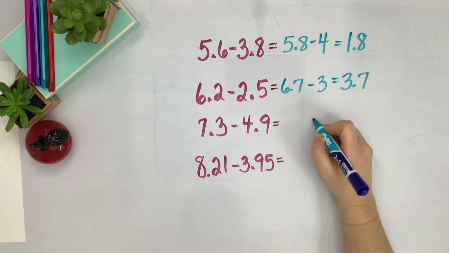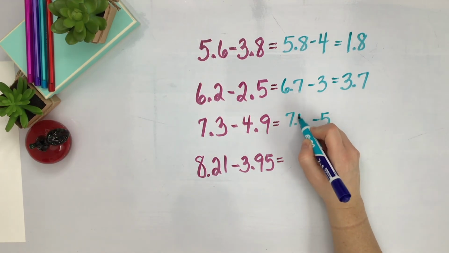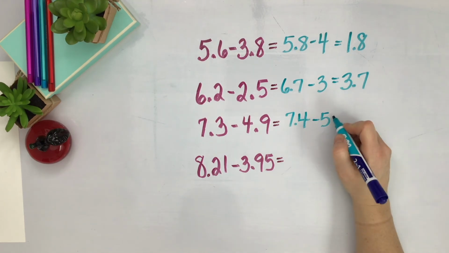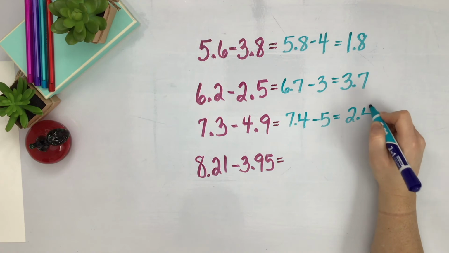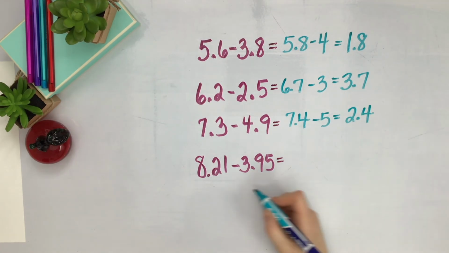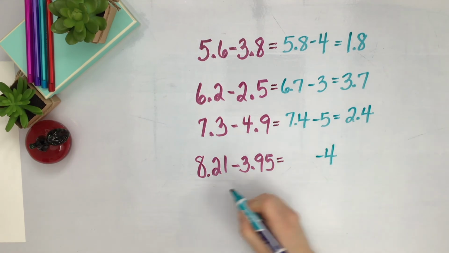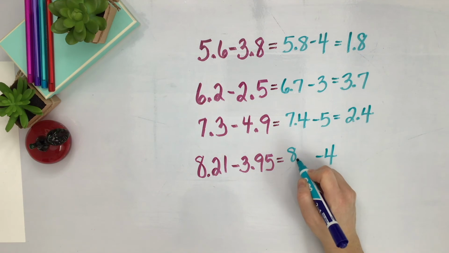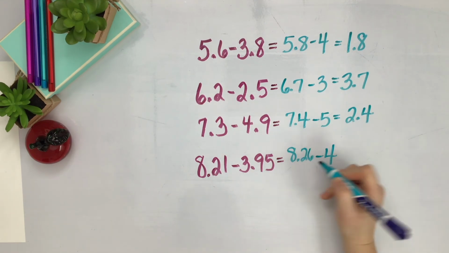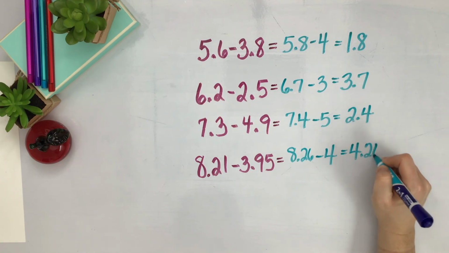Here I'd prefer to subtract a 5, so my 7 and 3/10 becomes a 7 and 4/10, which leaves me with 2 and 4/10. Here I would much prefer to subtract 4, so I'll bump this up by 5 hundredths, which leaves me with 4 and 26 hundredths.